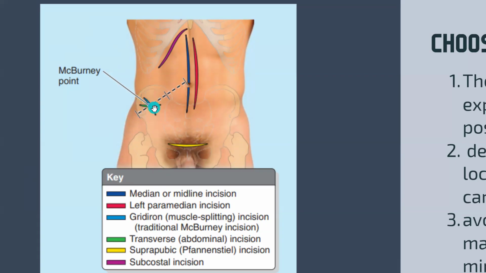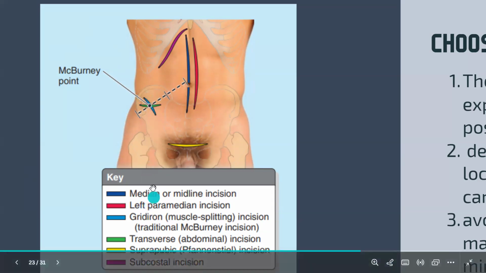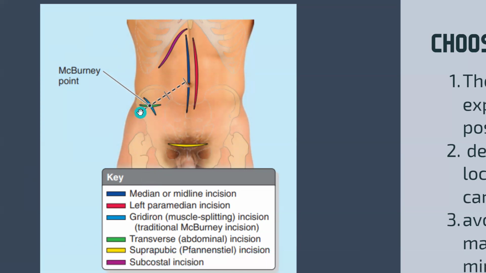So if the incision goes obliquely downward like this, it is called a gridiron incision. And if it is transverse like this very small one, it is called the transverse abdominal incision. Last but not least, we have the yellow incision, suprapubic, which is called the Pfannenstiel incision. The Pfannenstiel incision is very important and well known for cesarean section in order to extract the babies.